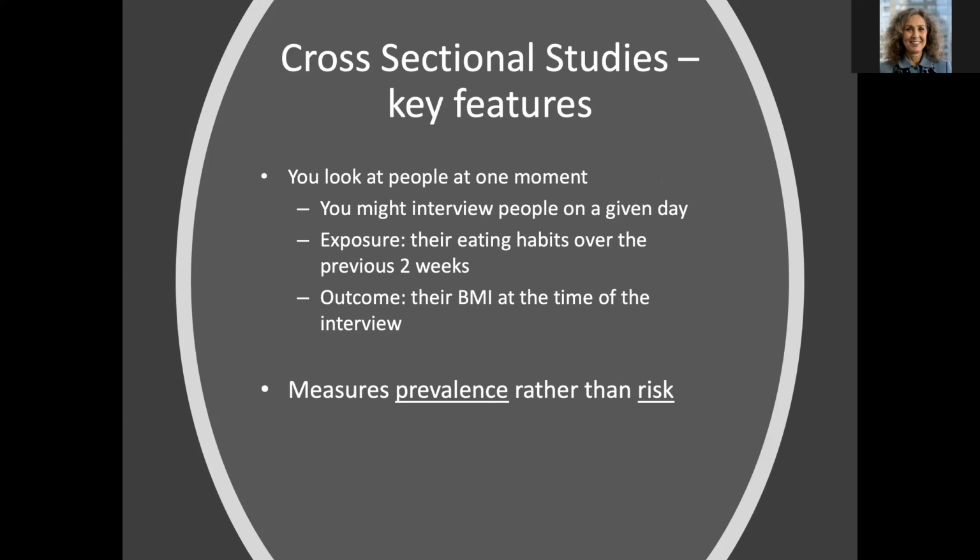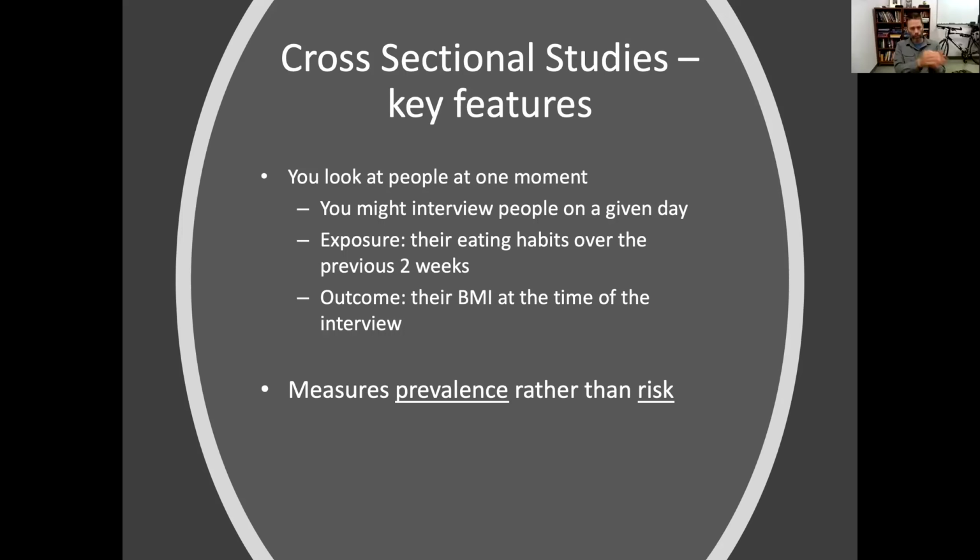You look at people at one moment in time. You interview people on a given day. Your exposure, again, might be their eating for the last couple of weeks. Their outcome is their BMI on that day. What we're measuring here is their prevalence rather than their risk. So with prevalence, you look to see if the outcome is prevalent or there at that point in time. So if we're looking at BMI, it's anybody who is overweight on the day where we give the survey. That's different than risk. Risk is whether something occurs over a time period. Prevalence is whether something has occurred at all at this moment.